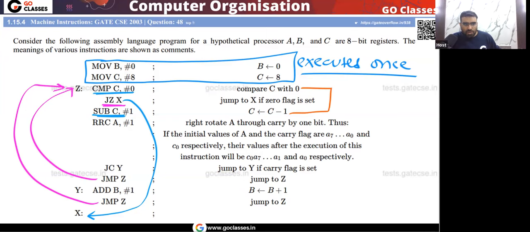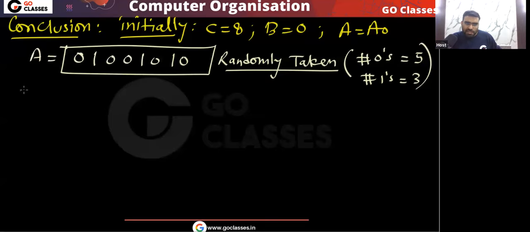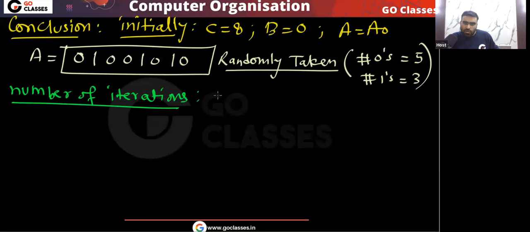And you are comparing with 0. When C value becomes equal to 0, then you will go to X. Remember, C value is decreasing in every iteration. So very simple. Finally, I can say that 8 iterations will happen. Yes or no? In this program, the number of iterations will be 8.